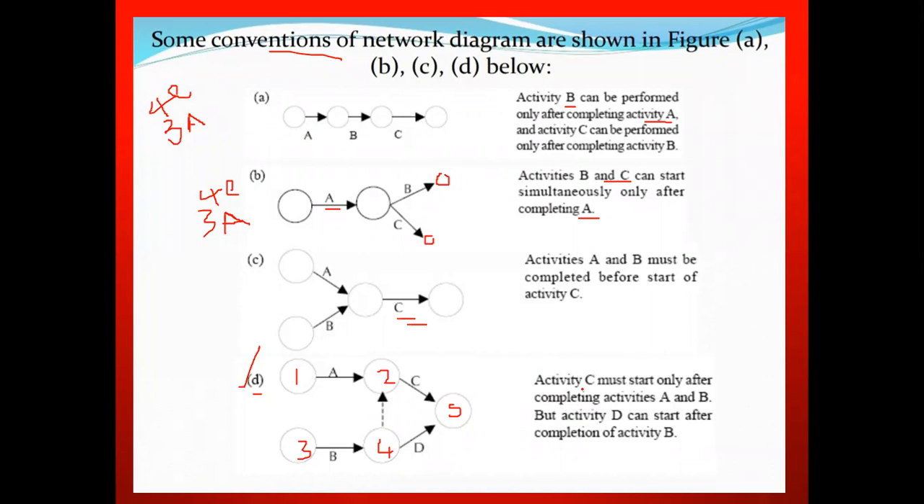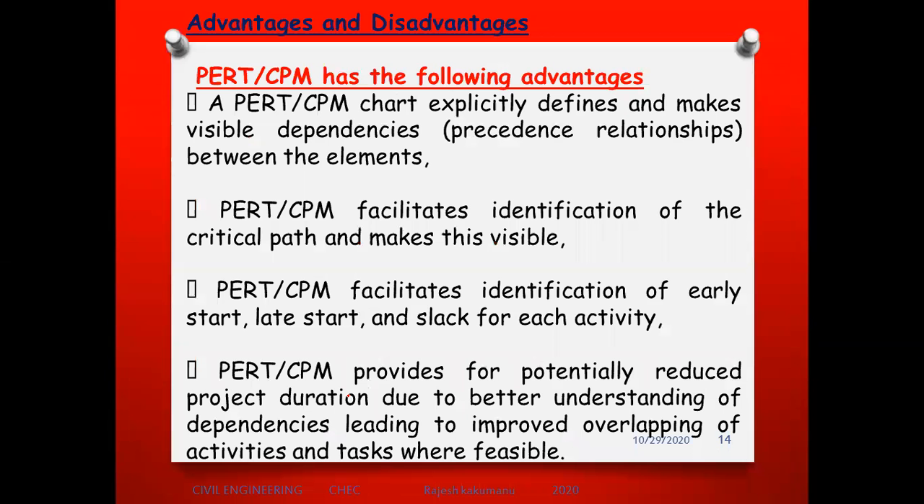Activity C must start only after completing the activities A and B. Right? To start C, A and B must be completed; to start D, A and B must be completed. But activity D can start after the completion of B. When should D start? After the completion of B. So like this also we can draw the network diagram. So these are some of the conventions you can apply whenever you are drawing any network diagram. Next.